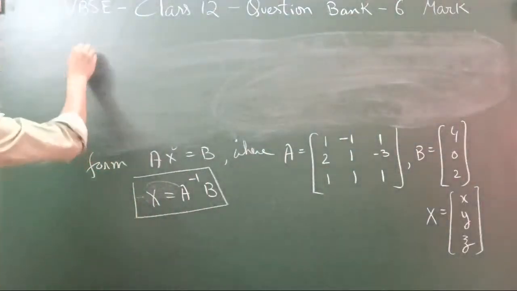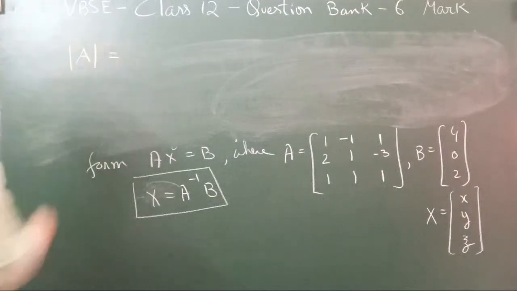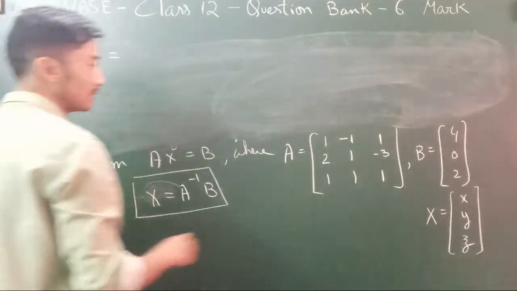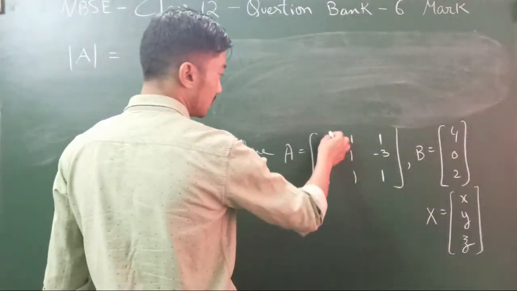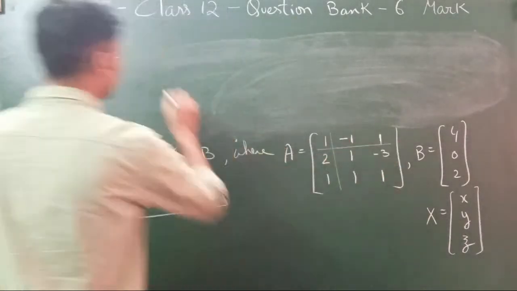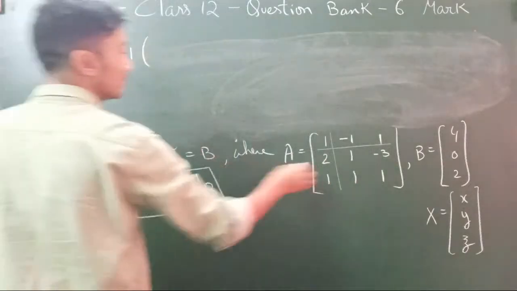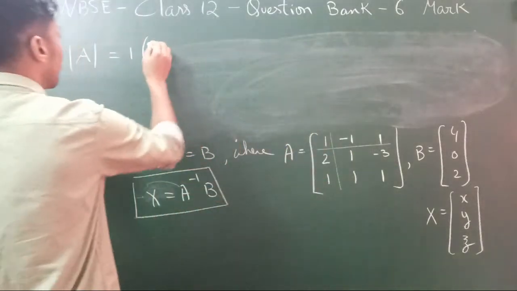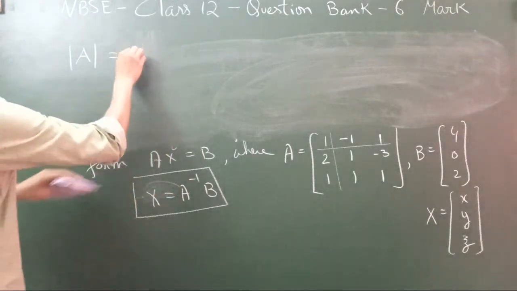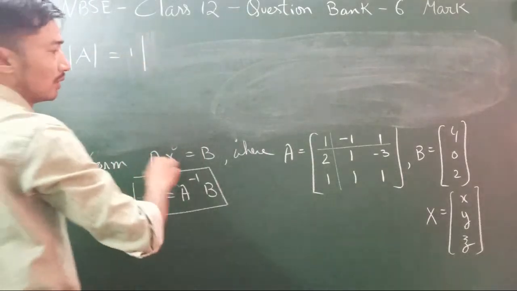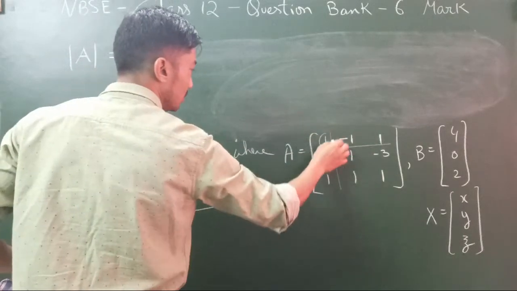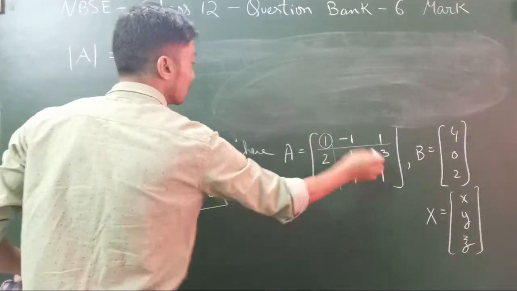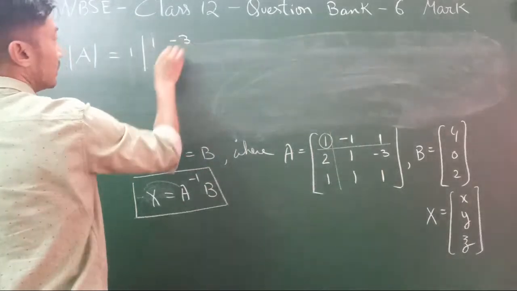So let's find out the determinant of the matrix A. So determinant of the matrix A, just a quick revision for all, that is 1 into, for the first question, I'll just write in detail. 1 into, that is, omit the first row and the first column. Use this 1. Then the minor: 1, minus 3, 1, 1.